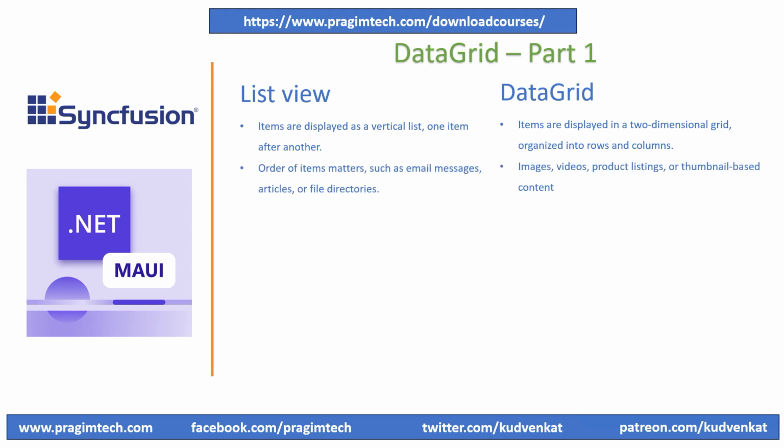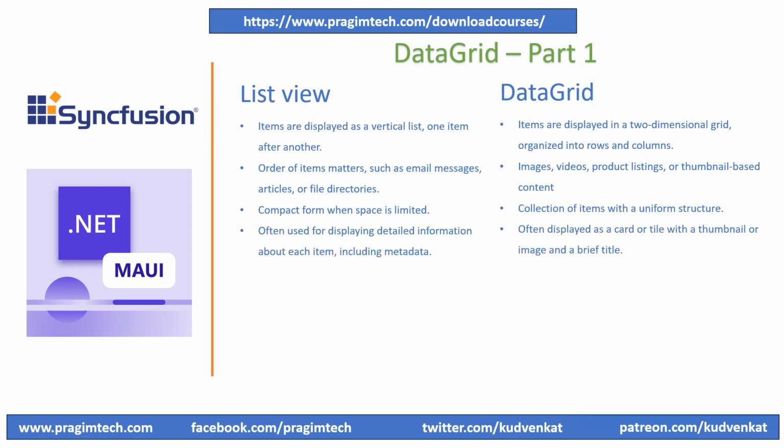ListView is suitable for displaying text-heavy content or information where the order of items matters, such as email messages, articles, or file directories. Whereas DataGrid is suitable for visual content such as images, videos, product listings, or thumbnail-based content where a more visual presentation is beneficial. List views are ideal for presenting content in a more compact form when space is limited. DataGrid is effective for showcasing a collection of items with a uniform structure.